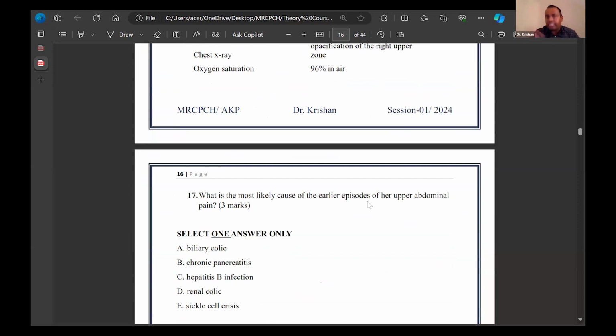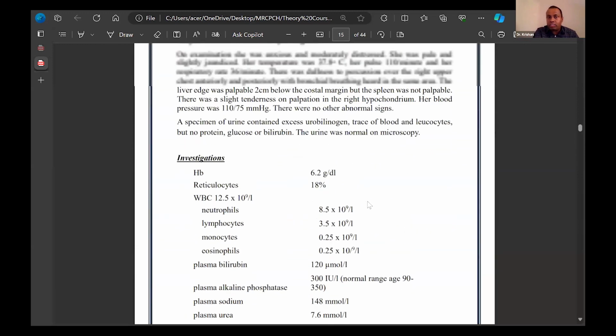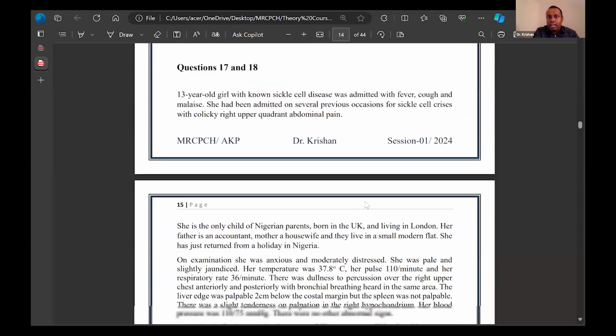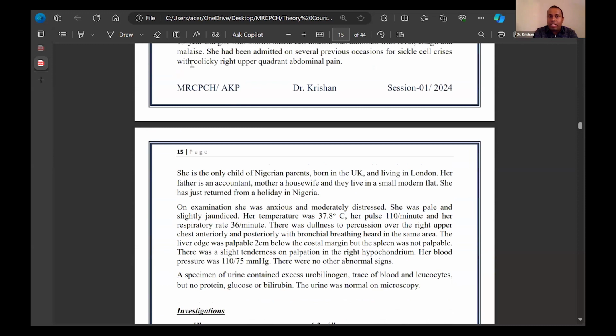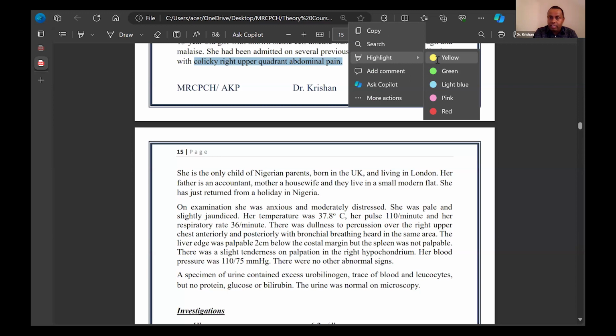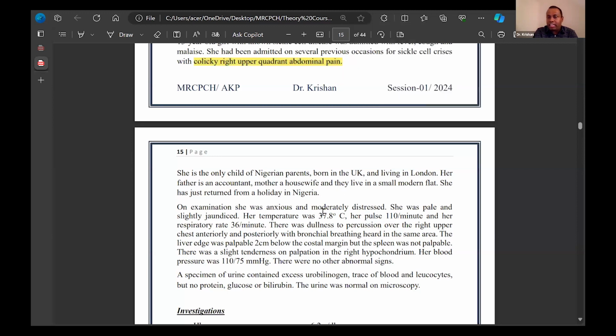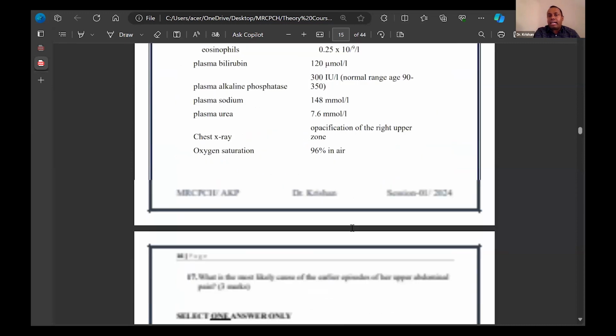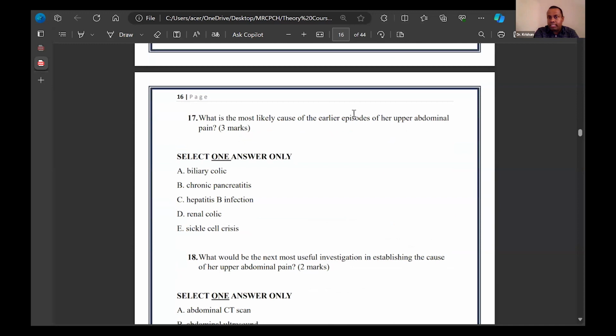You know, it's the same Nigerian girl with sickle cell anemia, presenting with difficulty in breathing. She has this opacity. On top of that, you can remember, she presented with colicky upper quadrant abdominal pain, right? And there was 2 centimeter hepatomegaly as well. She was slightly febrile. In our previous question, the examiner was worried to know what her respiratory problem is. Now they are asking what is the reason for her upper abdominal pain.